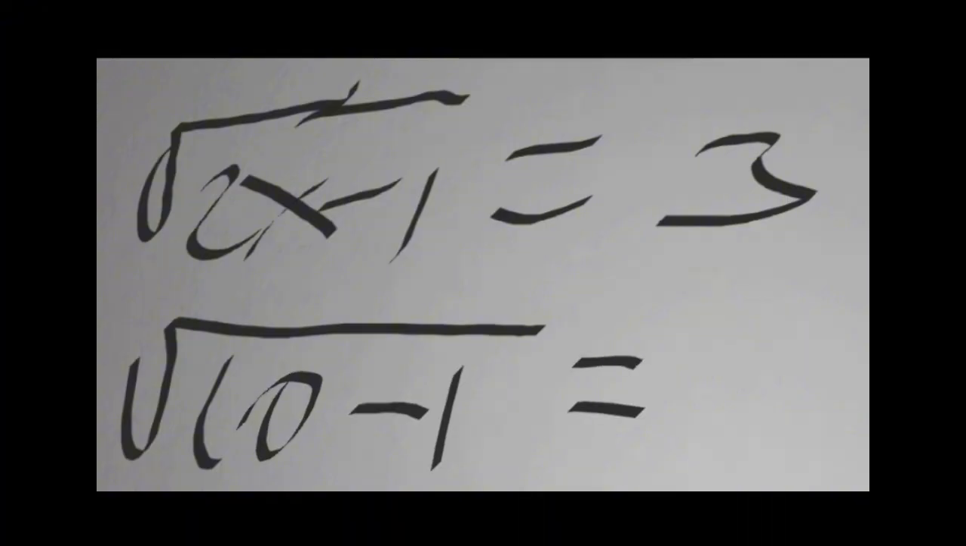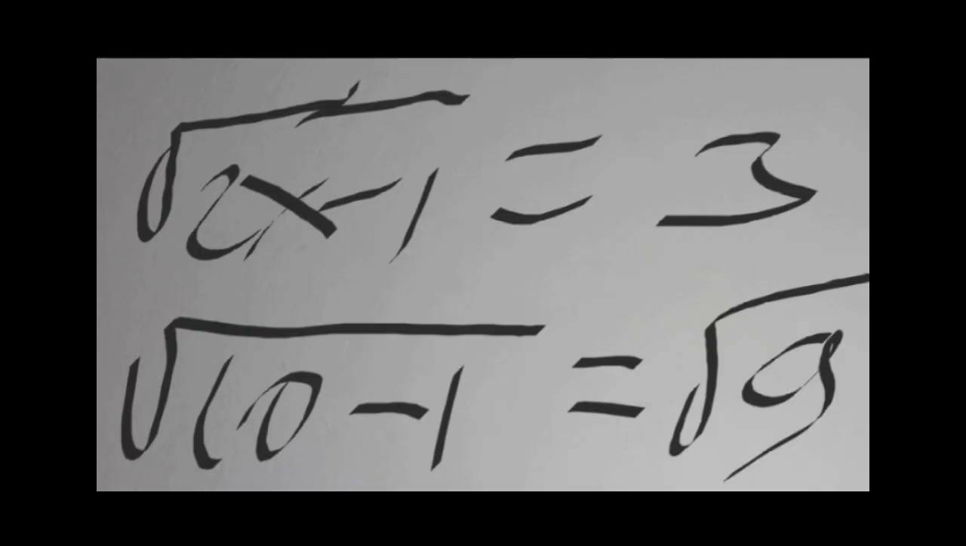Check it. Root 2x minus 1 is equal to 3. Then x is 5. 2 times 5 is 10. 10 minus 1 is equal to root 9. Root 9 means that's 3.